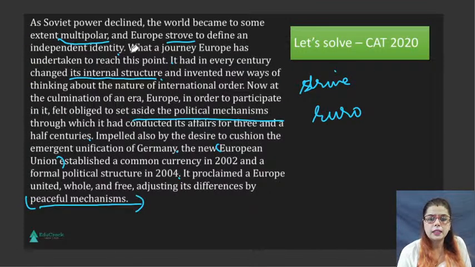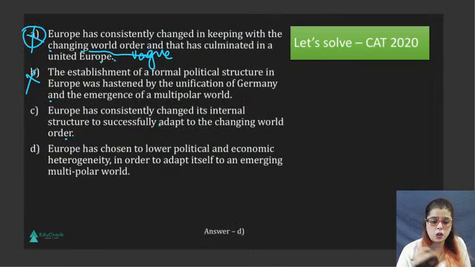Let's go back. They are trying, so the world has become to some extent multipolar, correct? Europe strove to define an independent entity, correct? It had in every century changed its internal structure and invented new ways of thinking about the nature of the international order. Europe has consistently changed its internal structure to successfully adapt to the changing world order. Are they always doing that to adapt to the changing world order?